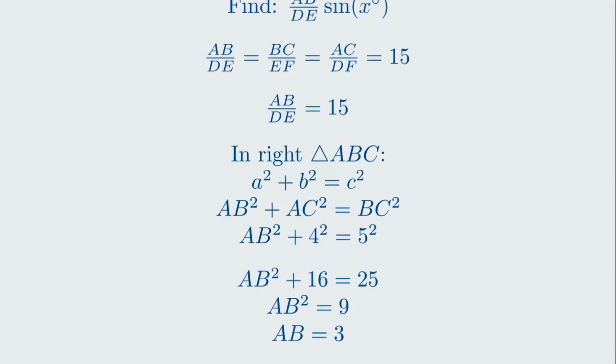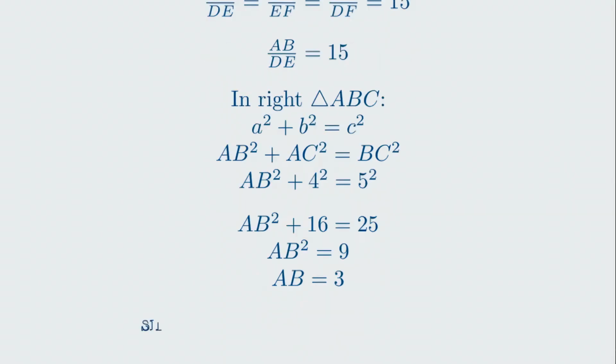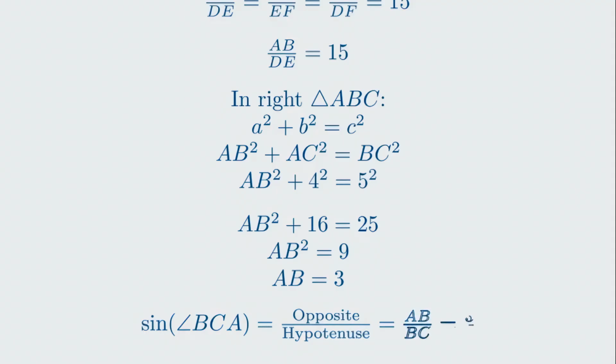Now we have all sides of triangle ABC. AB is 3, AC is 4, and BC is 5. We need sine of angle BCA. Remember the SOH-CAH-TOA mnemonic for trigonometric ratios. Sine is opposite over hypotenuse. For angle BCA, the opposite side is AB, and the hypotenuse is BC. So, sine of angle BCA is AB over BC, which is 3 over 5. Since x equals angle BCA, sine of x is 3/5.